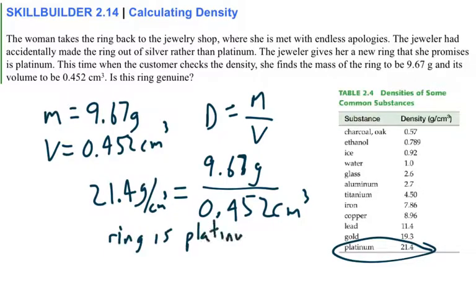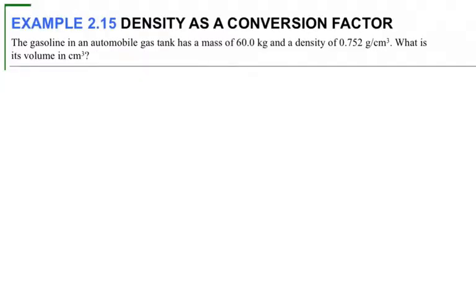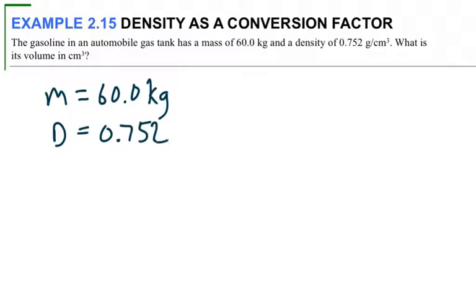Okay? So same concept, mass divided by volume, and we got that the ring is platinum. All right. Here's another example. This time it says a gasoline in an automobile tank has a mass of 60 kilograms. And they also give you the density, 0.752 grams per cubic centimeter. The question is, what would be the volume in cubic centimeters?